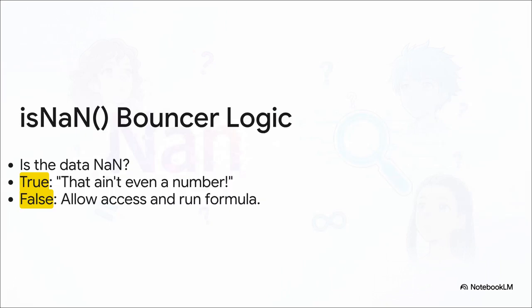Now, what's really interesting about this slide is how we can solve this using a built-in JavaScript function called isNaN. Think of isNaN as a tough nightclub bouncer who stops words from entering a numbers-only VIP area. The bouncer logic has 3 simple steps. Number 1, the bouncer asks the data, is it NaN? Is this not a number? Number 2, if the answer is true, like when the user entered apple, the bouncer says, that ain't even a number, and kicks them right out. Number 3, if the answer is false, meaning it actually is a number, the bouncer lets them in to run the meaning of life formula. It's a perfect gatekeeper for your code.